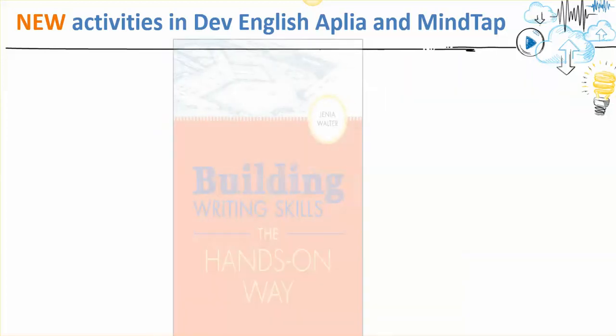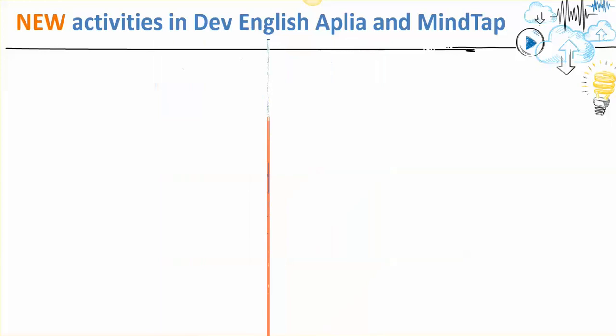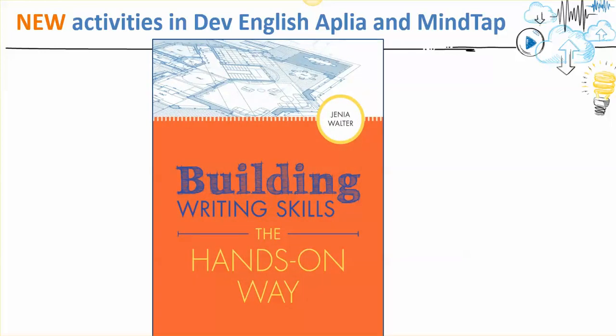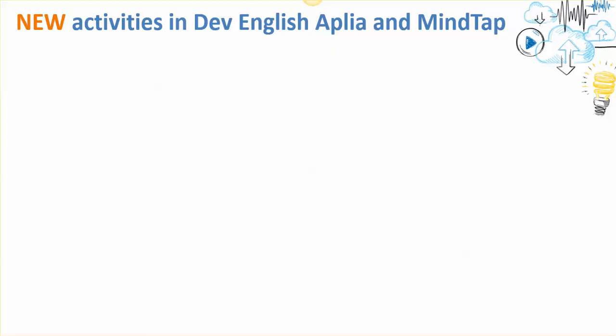And lastly, you're going to hear so much more about this at the January sales meeting, but I did just want to mention it here. We have a first edition out called Building Writing Skills the Hands-On Way. And in this new first edition, the ACLIA and MindTap digital solutions will have these activities as well. So, what are some of these activities that I'm so excited about?